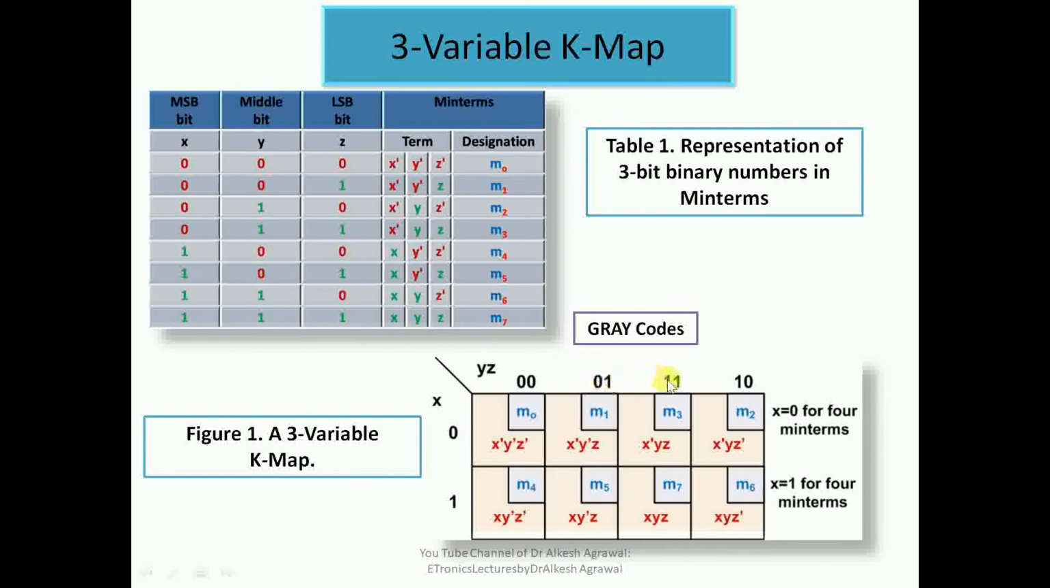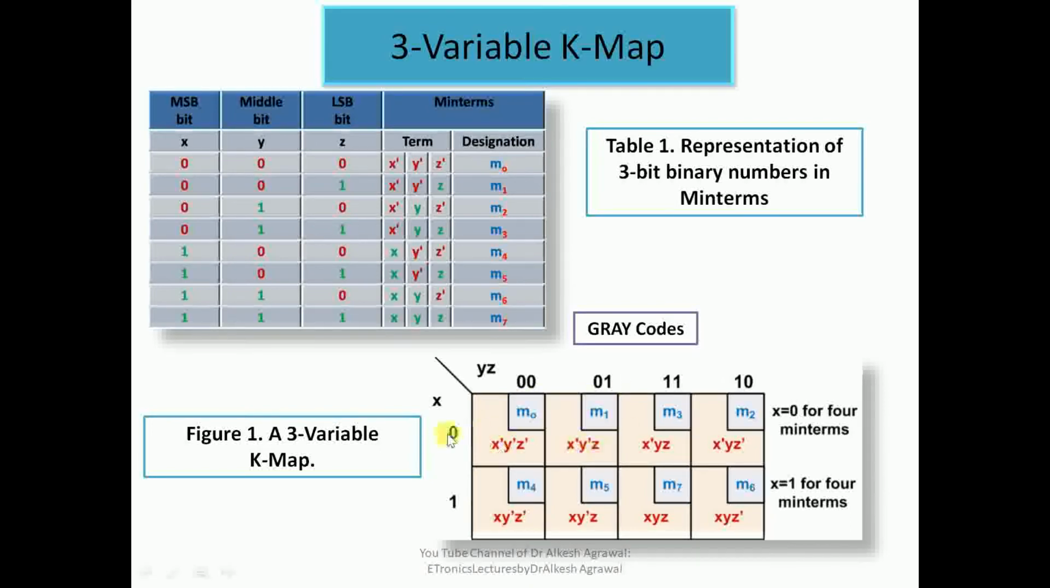From this level to this level, z is fixed and y changes. And from this level to this level, z again changes and y is fixed. So these are gray codes. For this cell, if we see the values of x, y, z, we have x is 0, y is 0, and z is 0. So we have x bar, y bar, z bar, depicting min term m0.